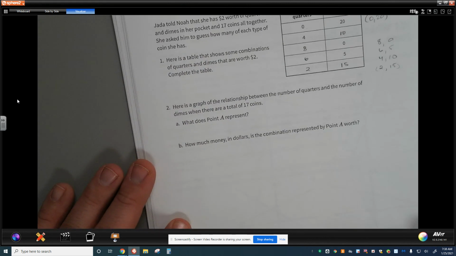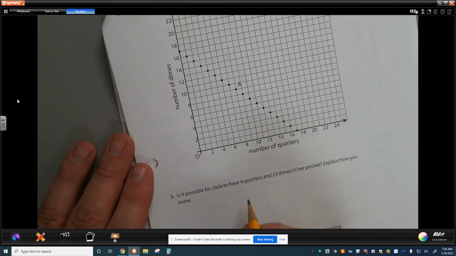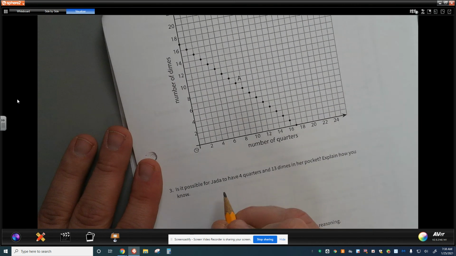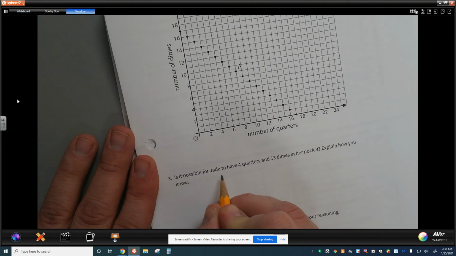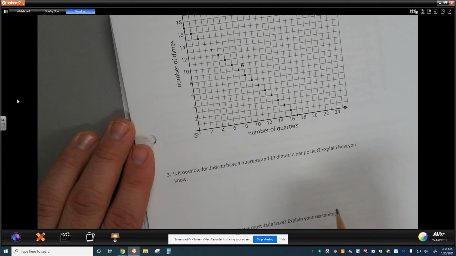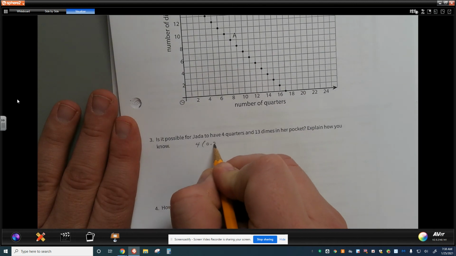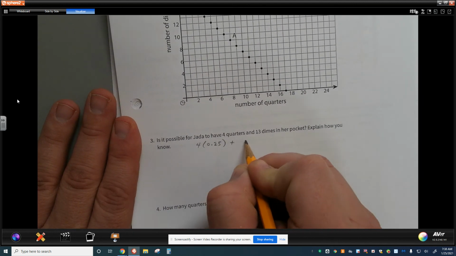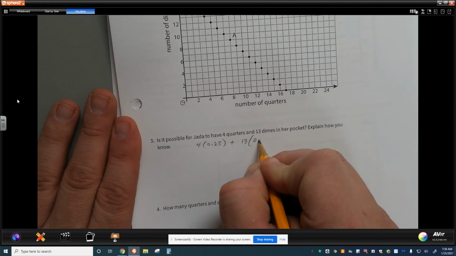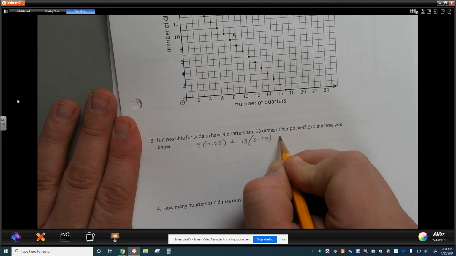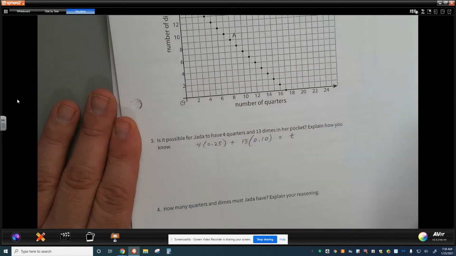When we take a look at it, we want to look at point A. Point A represents 4 quarters and 13 dimes. Is it possible for Jada to have 4 quarters and 13 dimes? Well, let's look. 4 quarters is worth 25 cents plus 13 dimes that are worth 10 cents. And our question is, what does that equal as a total?